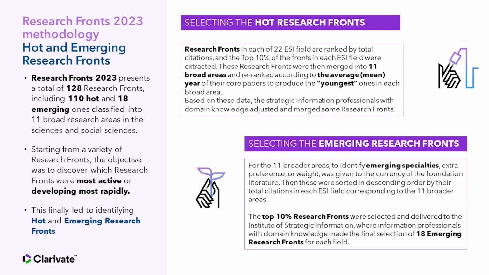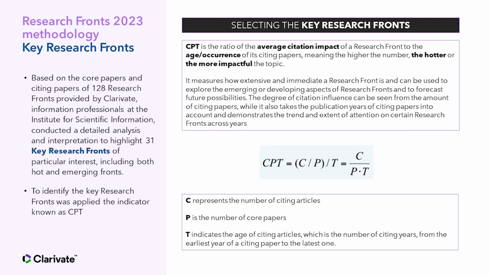There is a formula that I want to showcase here called the CPT, the ratio of the average citation impact of a research front to the age of its citing papers, meaning the higher the number, the hotter or the more impactful the topic. So when you have a research front, out of 128, 110 were hot, defined by looking at this: C represents the number of citing articles, P is the number of core papers, T indicates the age of citing articles. You use this formula and that gives you an idea of how hot the topic is.